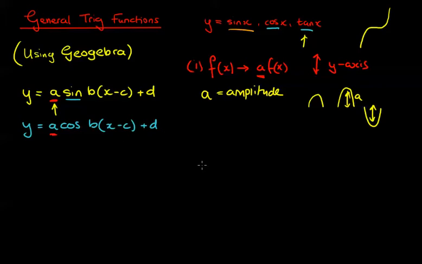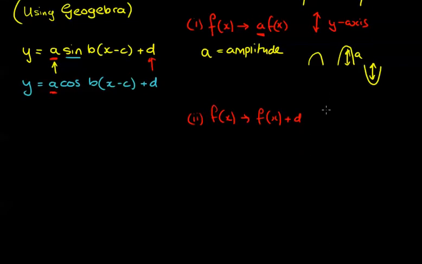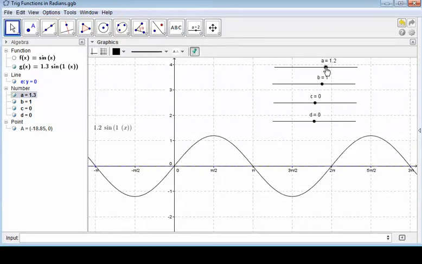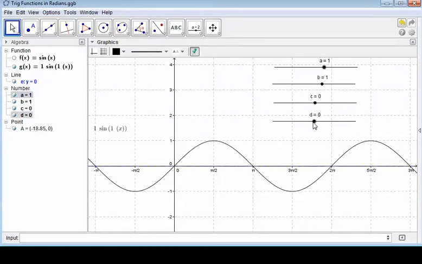Alright, let's look at the next one. Let's look at the letter D instead and see what that does. If you recall, if you take a function and add something to it or take something away from it, all it does is translate the graph vertically, which is a fancy word for move. So it moves it up or down depending on what D is. If we go to our bit of software, let me change this back to what it originally was, 1. Here's the bar for D.